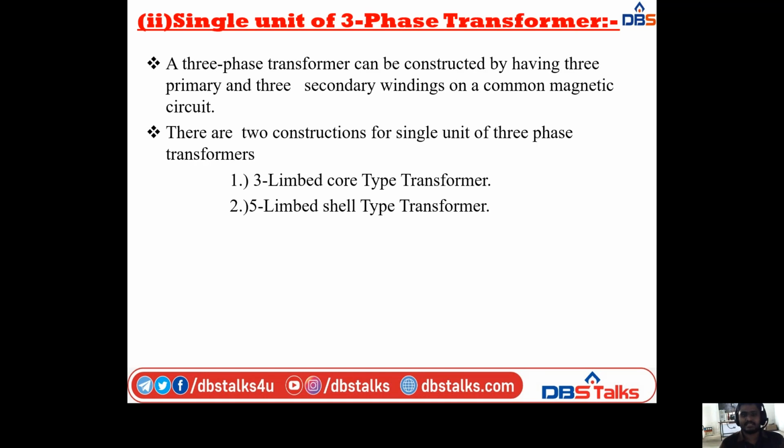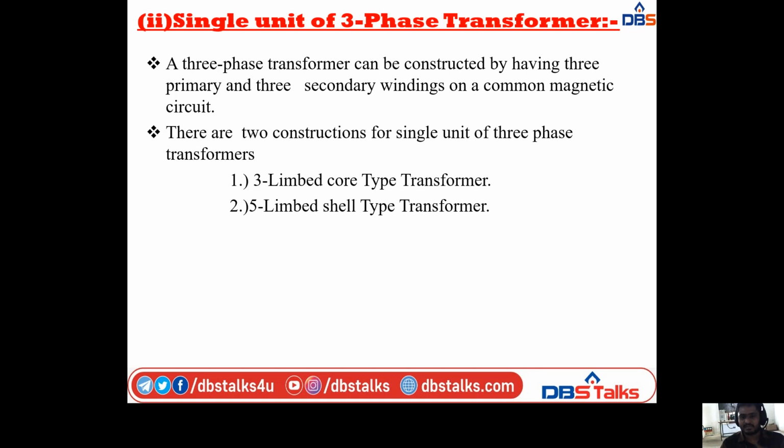Coming to the next construction, that is the single unit of three-phase transformer. A three-phase transformer can be constructed by having three primary and three secondary windings on a common magnetic circuit. There are two constructions for a single unit of three-phase transformer: the three-limbed core-type transformer, and the five-limbed shell-type transformer.